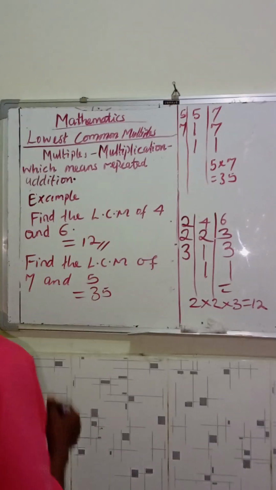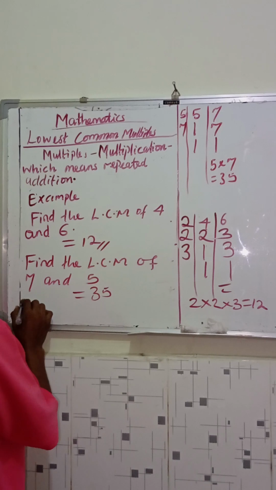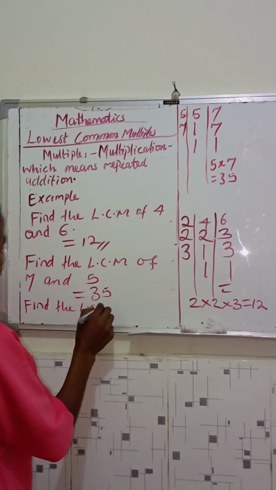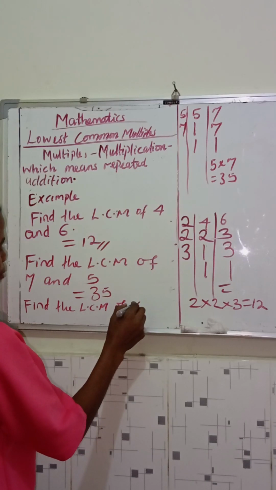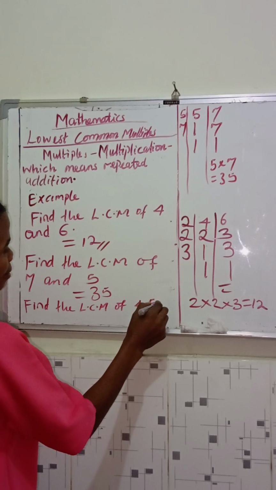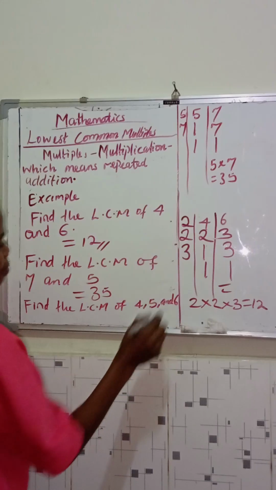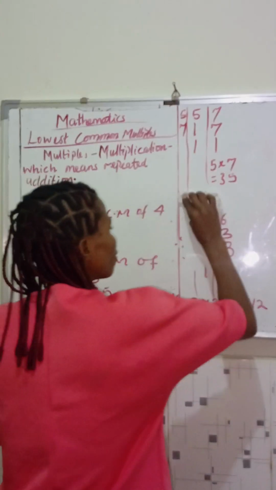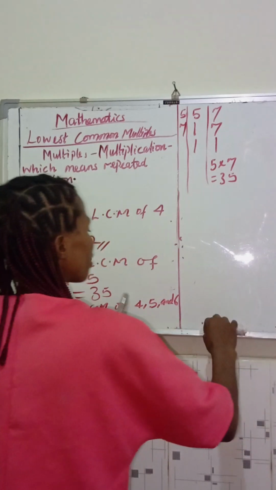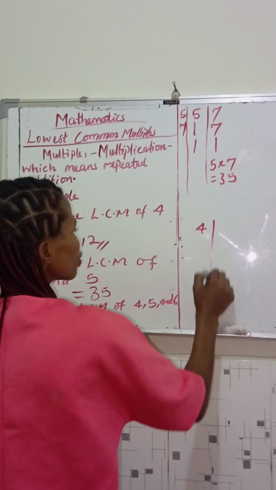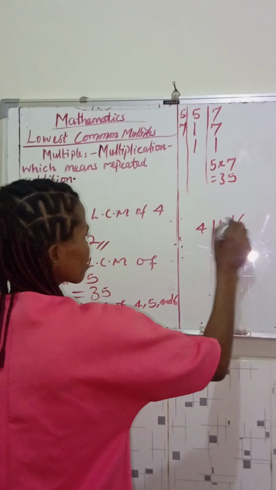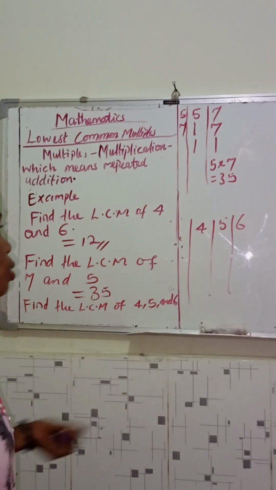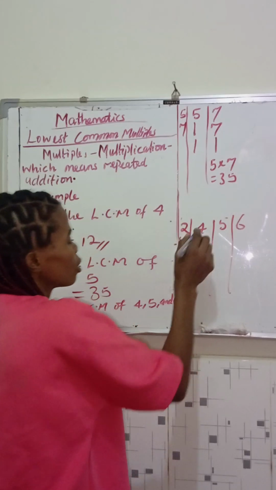So now, what if you are told to find the LCM of 4, 5, and 6? It's still the same way you are going to do it, right? So you go 4, you go 5, you go 6, all right? So now, what is the least number that can go in any of this? We say 2, right? The least factor.